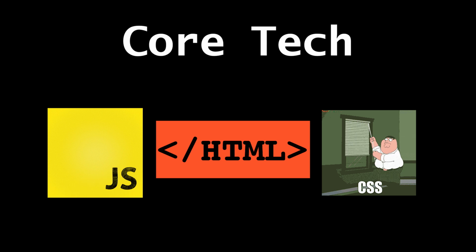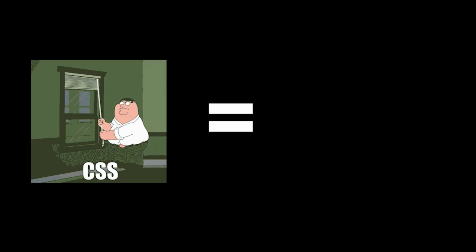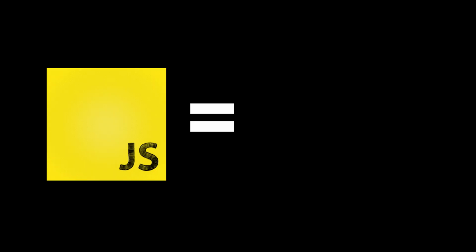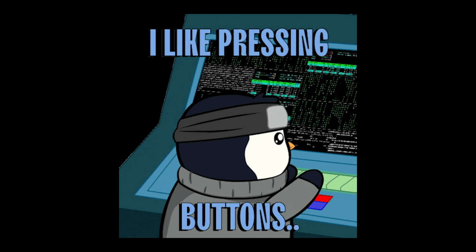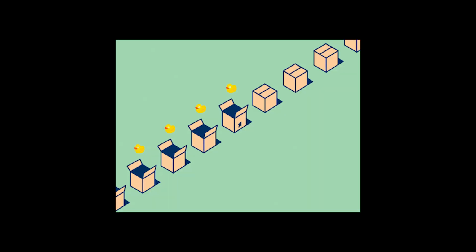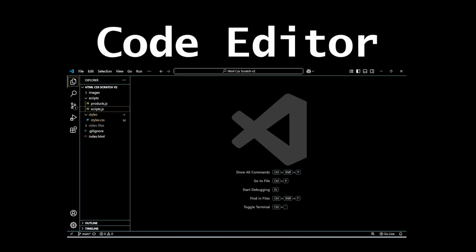JavaScript is one of the core technologies of the web alongside HTML and CSS. While HTML structures the content and CSS styles it, JavaScript makes it interactive. It adds things like buttons that actually do something, pop-ups, animations, and more. All you need is a web browser and a code editor like Visual Studio Code to get started.